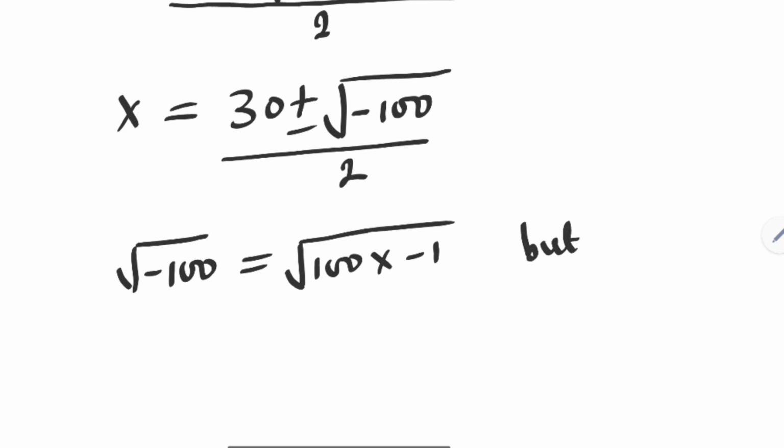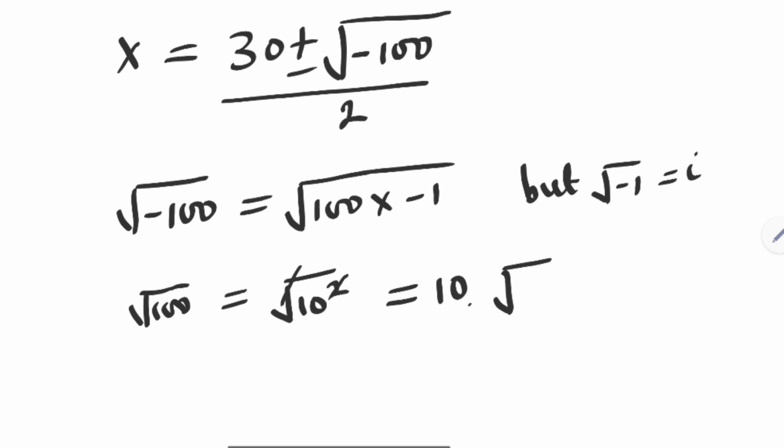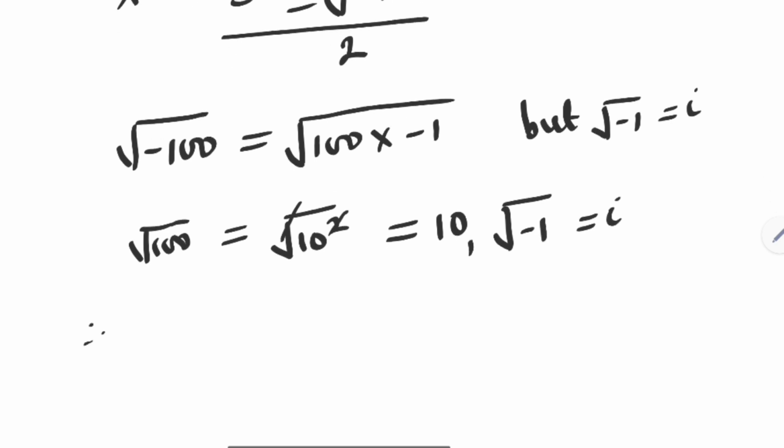But square root of minus 1 is equal to i. Then square root of 100 is equal to square root of 10 squared. This cancels this. This is equal to 10. Then square root of minus 1 is equal to i. Therefore, square root of minus 100 is equal to 10i.